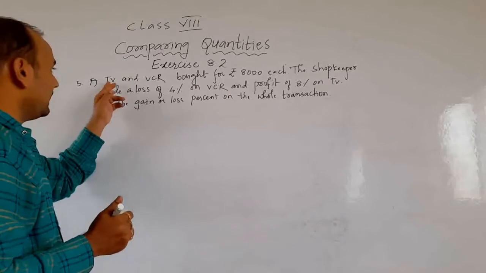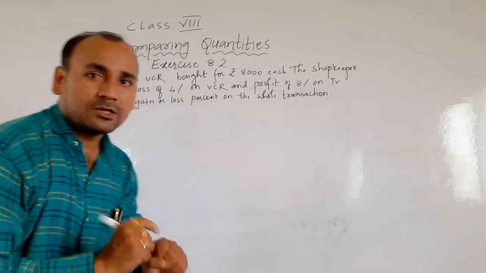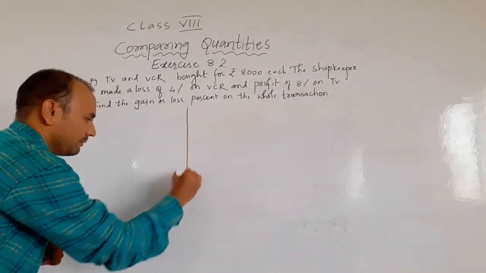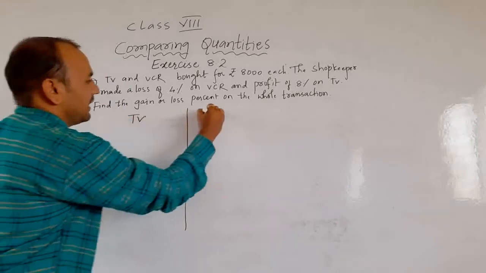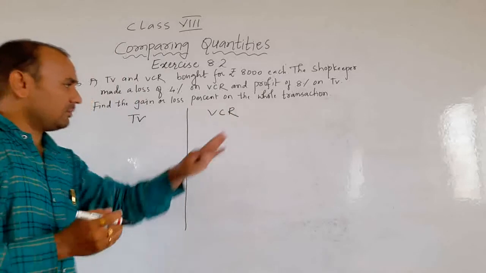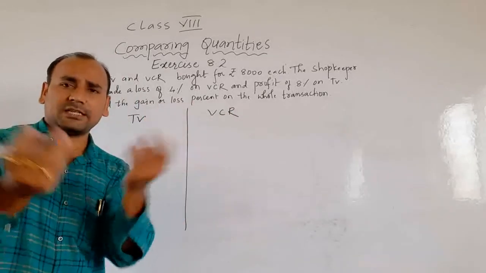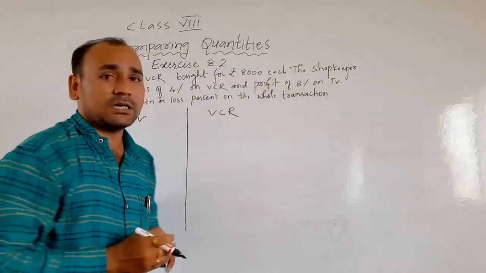So in this question, a TV and a VCR are bought for rupees 8,000 each. Let me make two parts: on one side let me take the TV and on the other side the VCR. No problem, VCR this side, TV that side, or vice versa. So now they bought both for rupees 8,000 each.